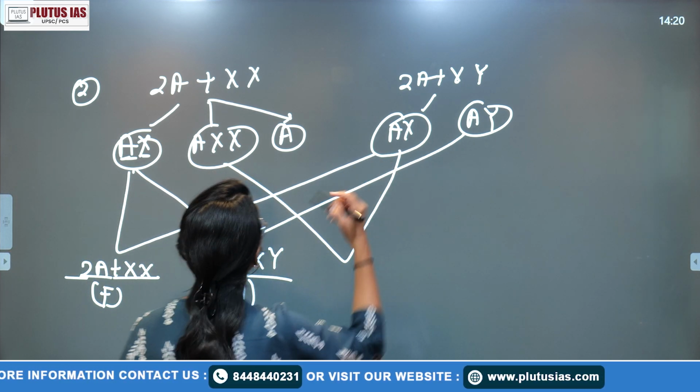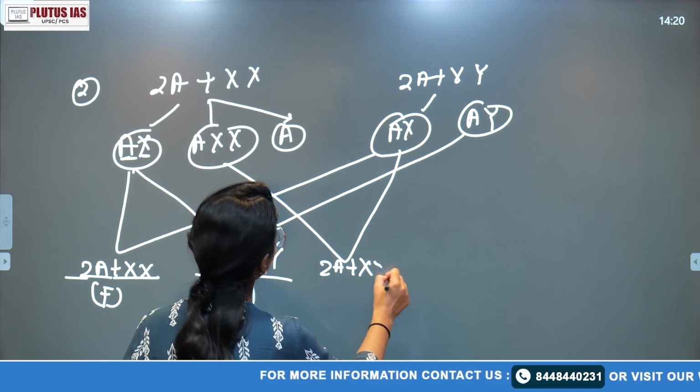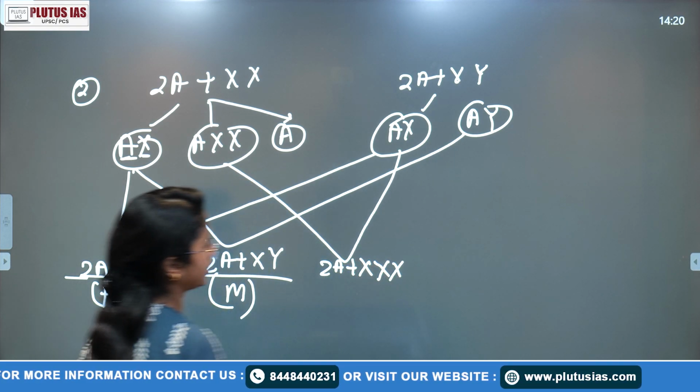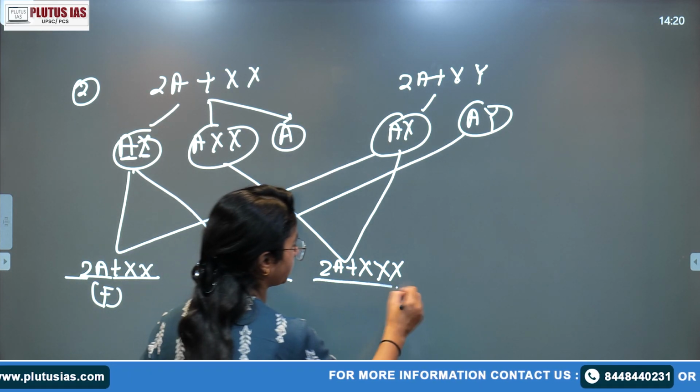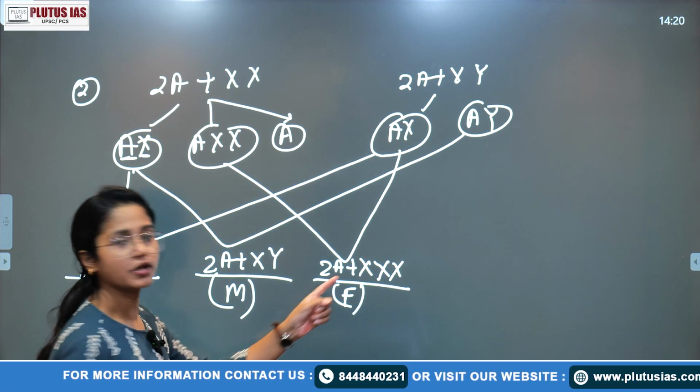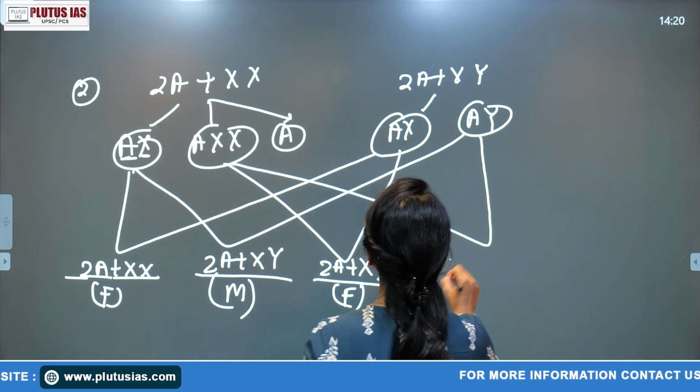Then what if this condition? Then it will form 2a plus x plus x plus x. So here there will be 3x. Still it will form the female. Don't worry. Of course this is not y. Just wait. Then what about this interesting combination?